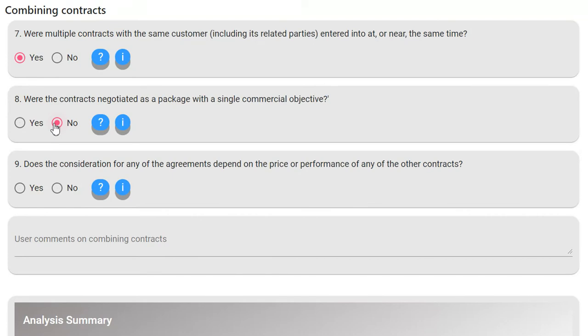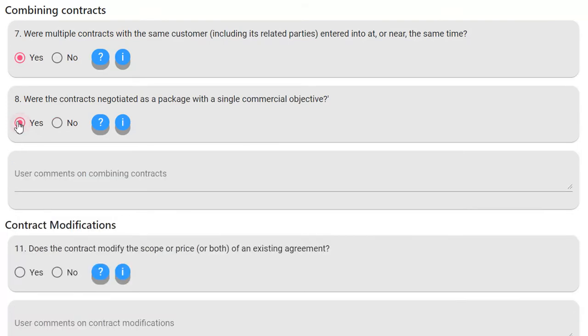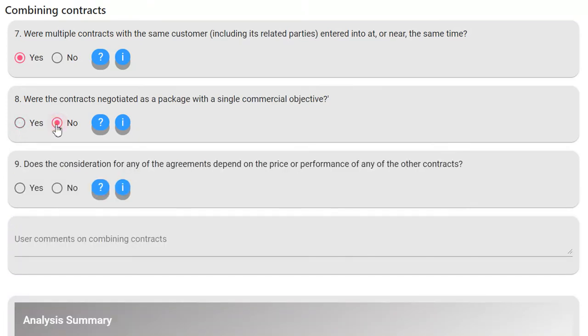So if you answer no to the first, then you're taken to the second. If you had answered yes to the first, then you've already concluded that the contracts are required to be combined. But let's say no. So let's move now. The second question that's asked is, does the consideration for any of the agreements depend on the price or performance of any of the other contracts?